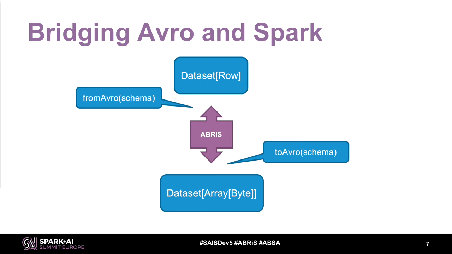So if you're inside ABRIS, and if you call from Avro, that means that you're converting from a data set of arrays of bytes into a data set of rows. The arrays of bytes contain the binary Avro payload, and the other way around. So if you're calling to Avro, it means that you're converting from a row into an array of bytes containing binary Avro data. And also we should plug the schema management. Where is this schema that we are using to convert to and from Avro data?